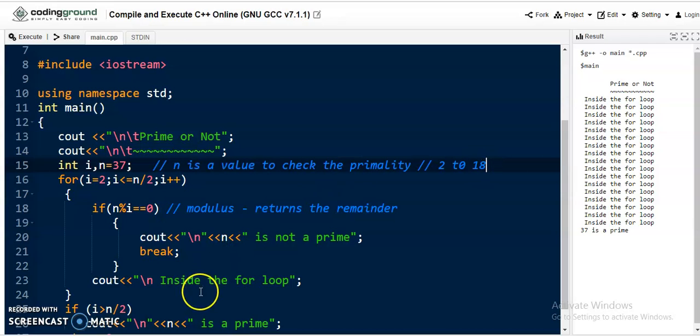And also I have one print statement. It says how many times I am repeating the loop. So let's see how many times it prints inside the for loop.